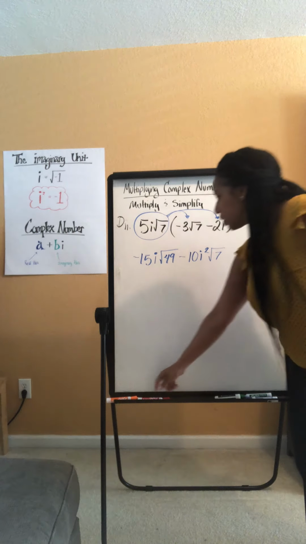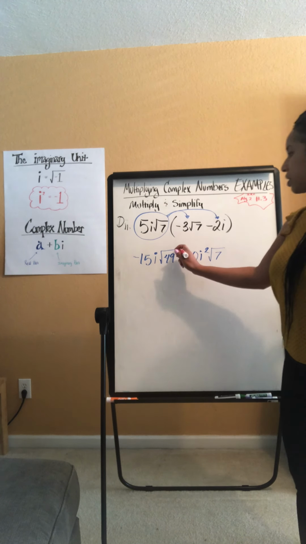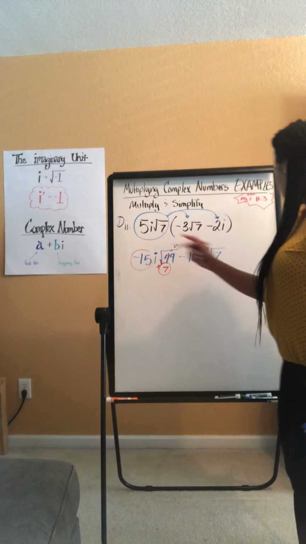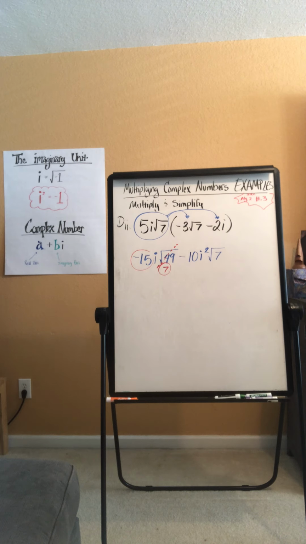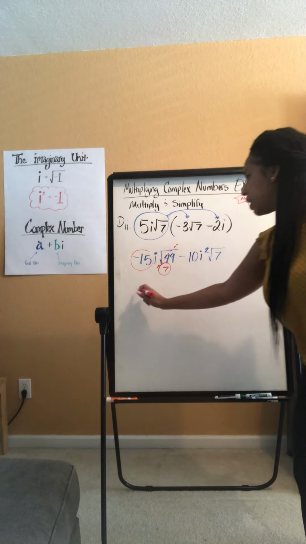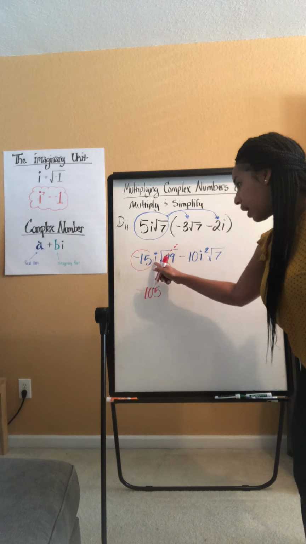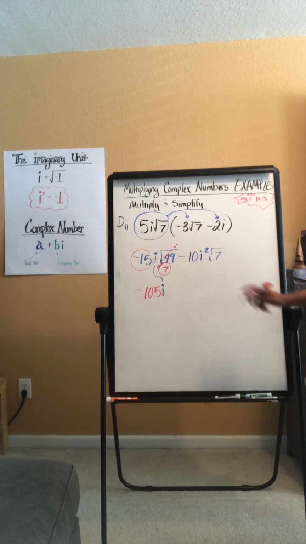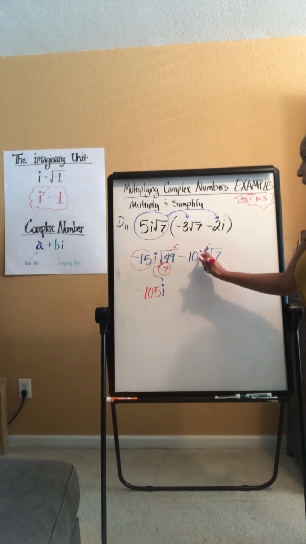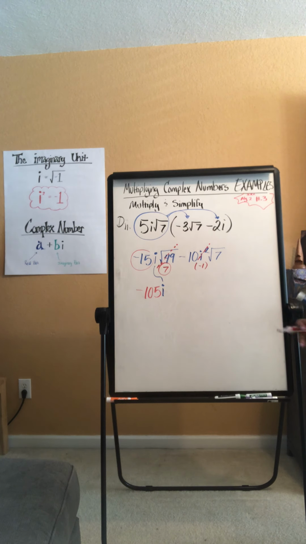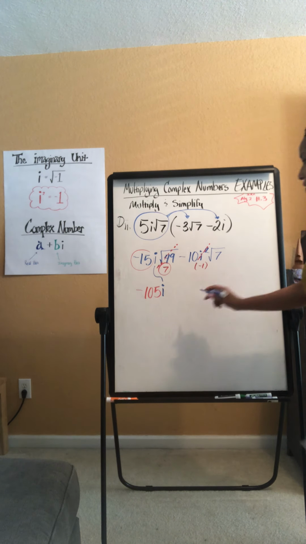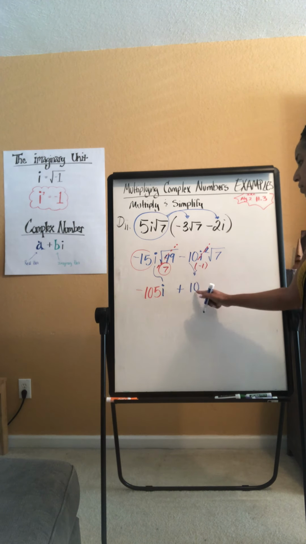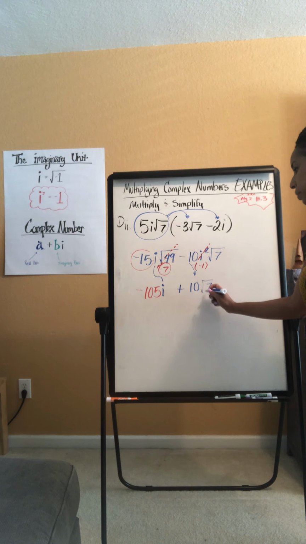So if we simplify this, I know that the square root of 49 is the whole number 7. So this negative 15 is multiplied by this 7. That's going to give me negative 105, and my i is still there. Over here, i squared, we know, is actually a negative 1. So my negative 10 times a negative 1 is actually a positive 10, and the square root of 7 will just drop down.